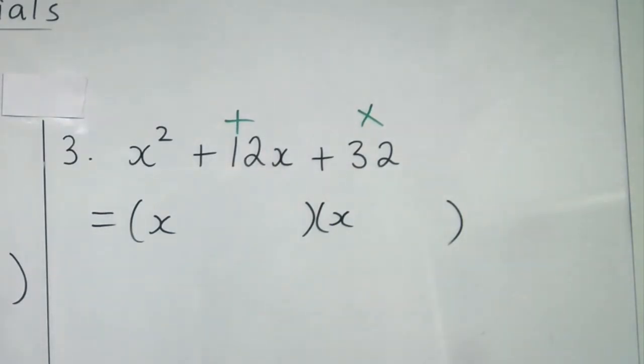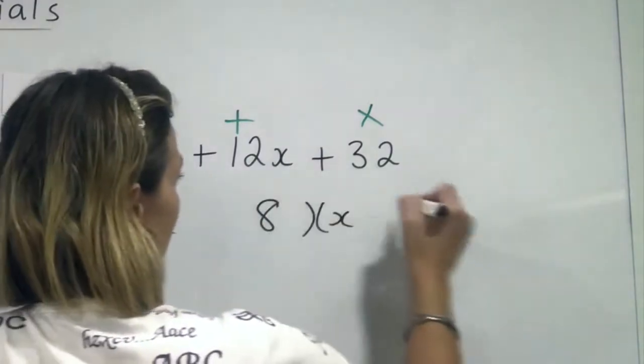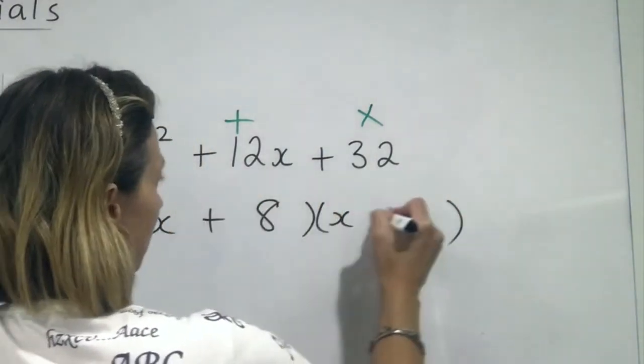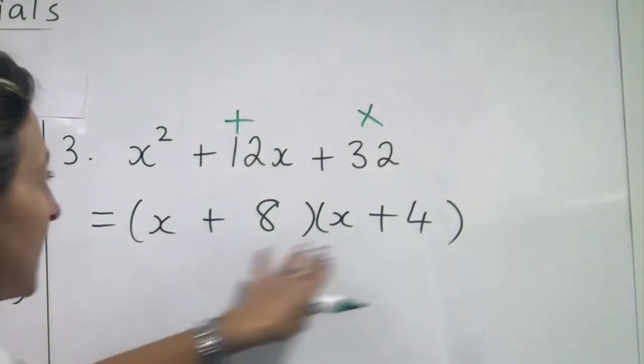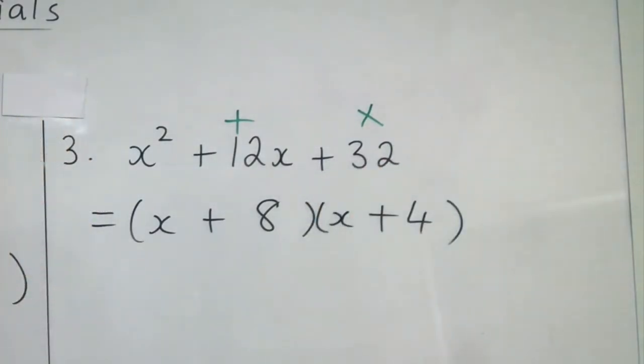8 and 4 are looking okay. So we write down 8 and 4, and then we have plus 8 plus 4 gives me plus 12, and 8 times 4 will give me my 32.